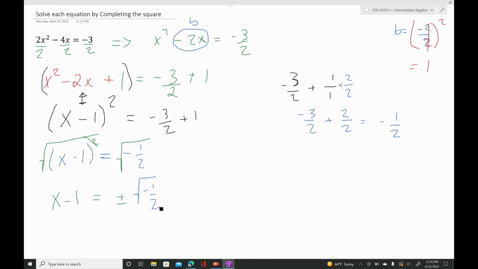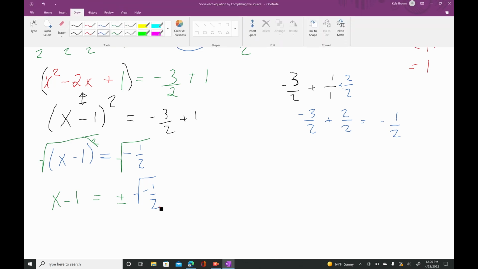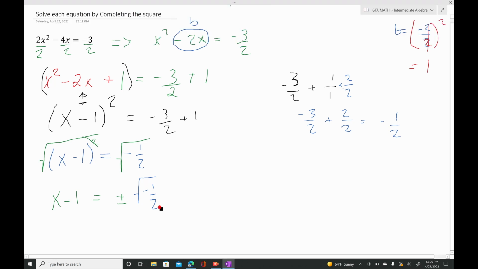So here's where the fun starts, because now we have a complex number situation. I'm pretty sure it's everybody's favorite. It's not, but we're going to get through it. The next thing we're going to do is simplify this expression right here.